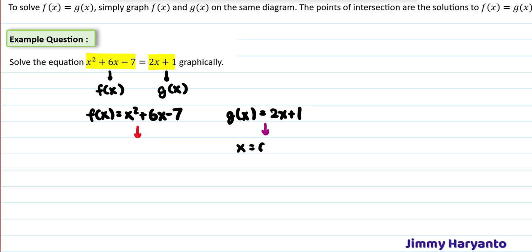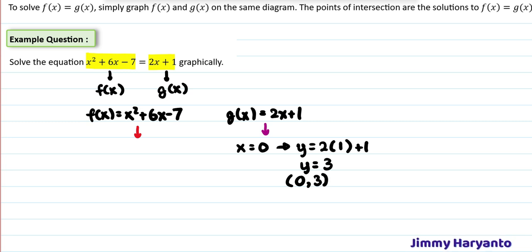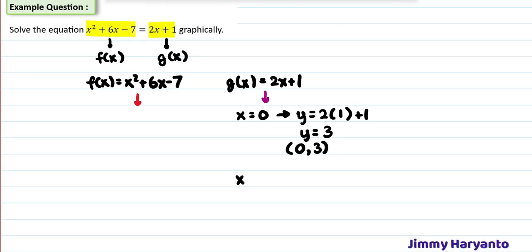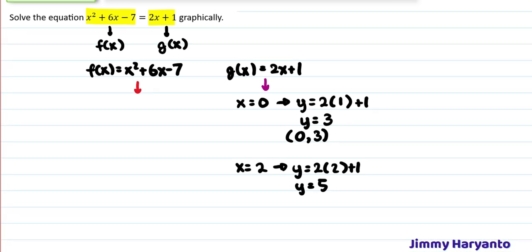So let's say x equals 0. For x equals 0, the value of y will be 2 times x, the x will be 0, plus 1. So you will have y equals 1. That means from this one, you will get 0, 1. And then let's say you want to use x equals 2. That means y equals 2 times 2 plus 1. Just take random numbers. Yeah, your answers will be correct. Do not worry. Okay, so for this one we have 0, 1 and 2, 5.